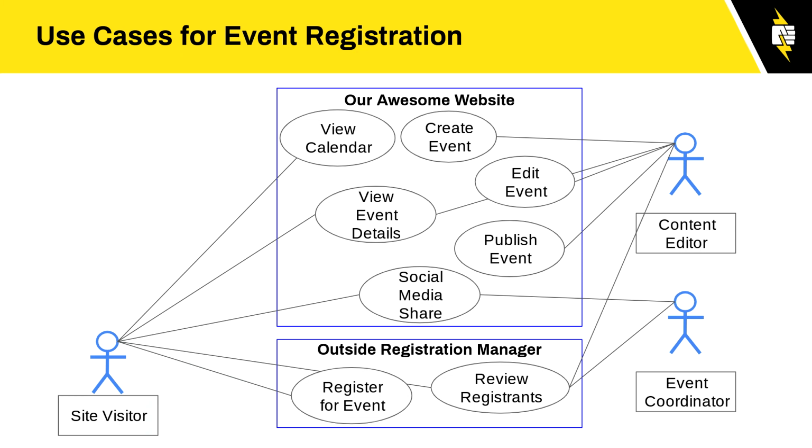We have the site visitor, we have the content editor, we have the event coordinator, who could be the marketing team or anything like that. And how are they interacting with these things, and what actions could they take? So this is where you're coming through at a very, very high level and just thinking, what actions could people be taking?